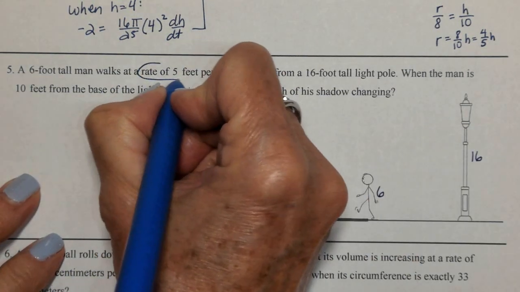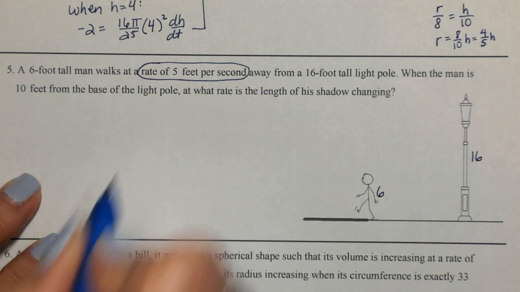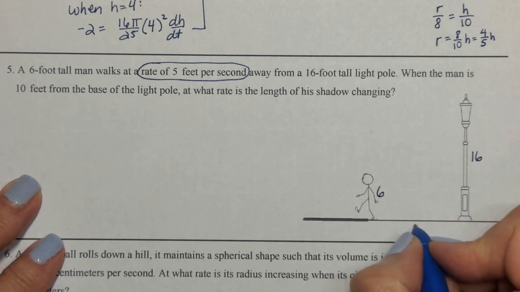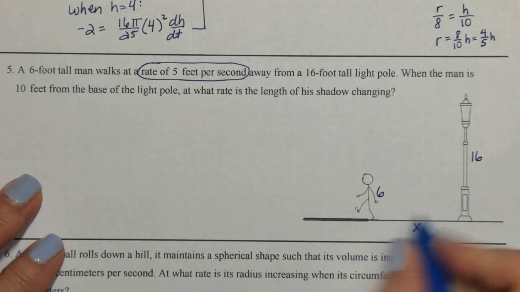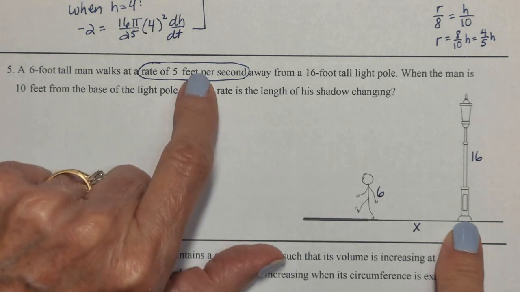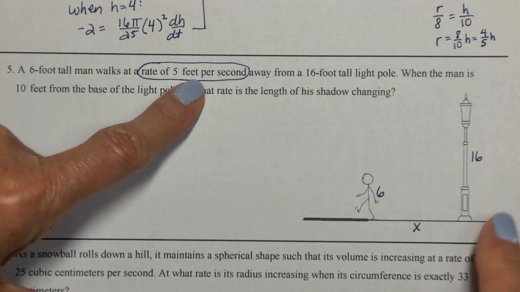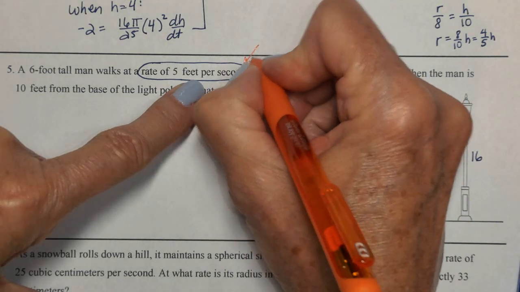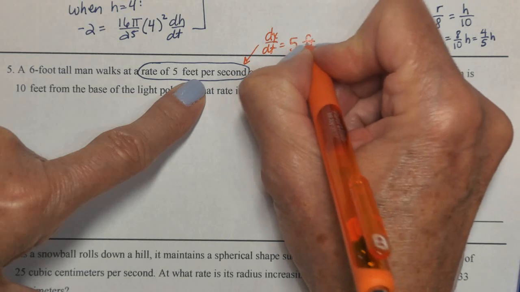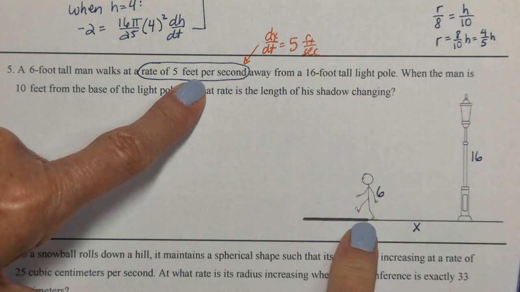This is a rate. We'll deal with that in a second. When the man is 10 feet from the base of the light pole, at what rate is his shadow lengthening? I'm going to label this x because that's changing. dx/dt is this 5 feet per second. That's the rate that he is walking.